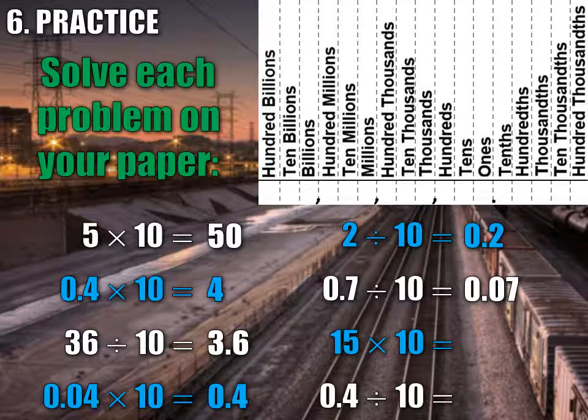15 times 10. Our number, let's look at the 1, is in the tenths place. Times 10 makes it larger. We're going to move it to the hundredths place. So the number will be 150. 0.4 divided by 10. The number 4 is in the tenths place. Dividing by 10 makes it smaller. It's going to move to the hundredths place. It's going to be 0.04.